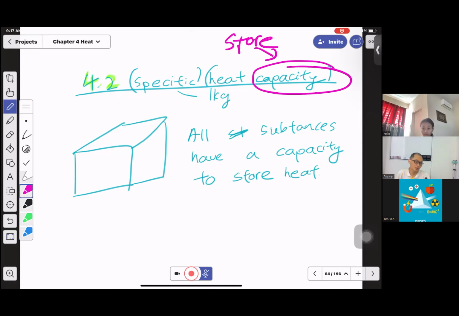So let's say you want to buy a container or anything to fill up something, you need to know the capacity. How big the container can store any foods. So all materials also have a capacity to store heat. Different materials or different substances have different capacity to store heat.